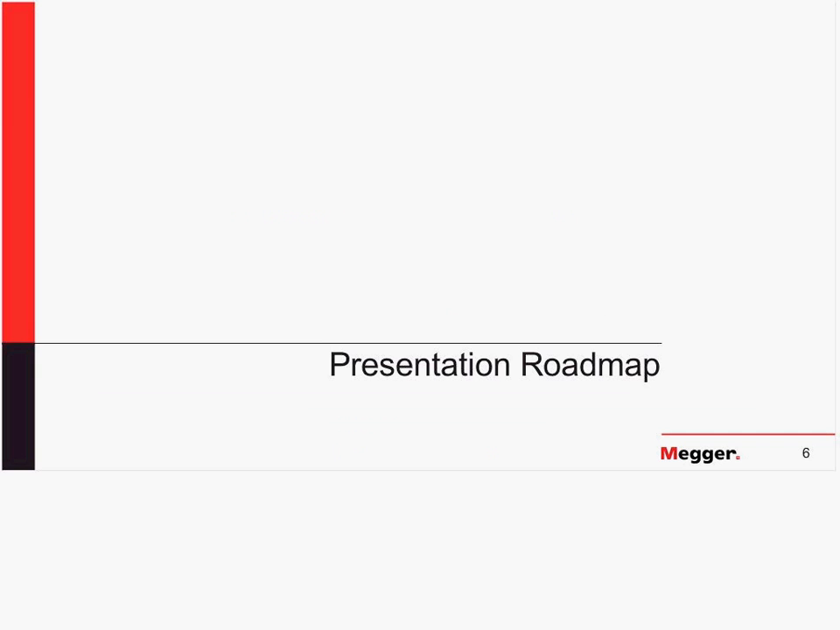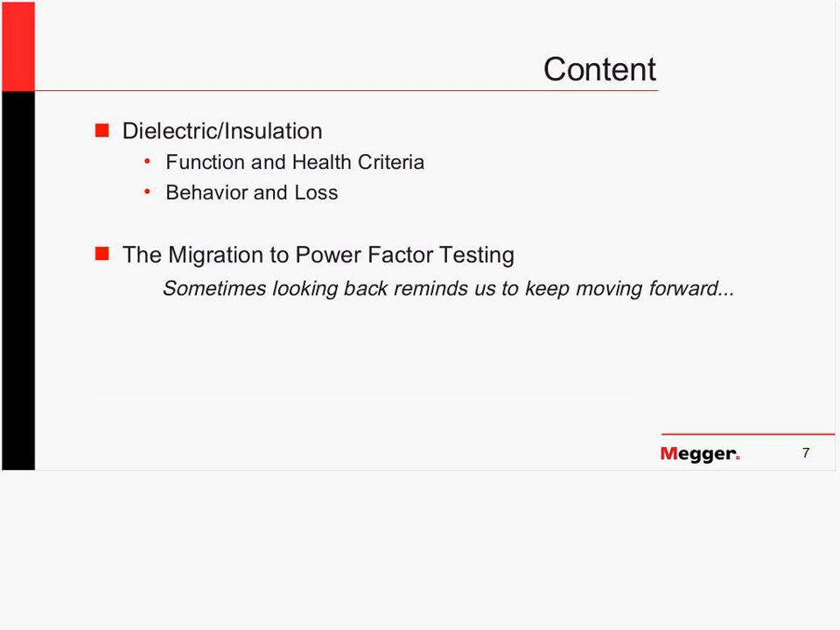The roadmap for my talk looks like this. Before we jump in and start talking immediately about the test for assessing insulation, we'll talk a bit about the dielectrics themselves, their function, the criteria we use to evaluate their health, and particularly I'm going to key up a certain electrical test parameter, which is dielectric losses. Then we'll talk about how, as an industry, we got to where we are today. I believe that sometimes looking back reminds us to keep moving forward.